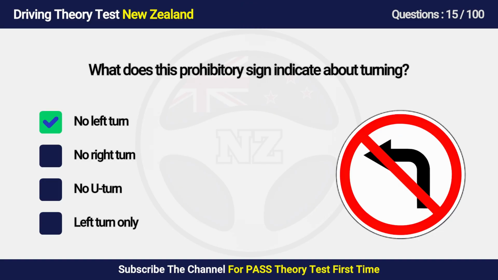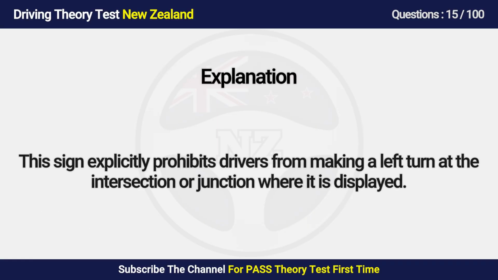Answer is A. No left turn. This sign explicitly prohibits drivers from making a left turn at the intersection or junction where it is displayed.